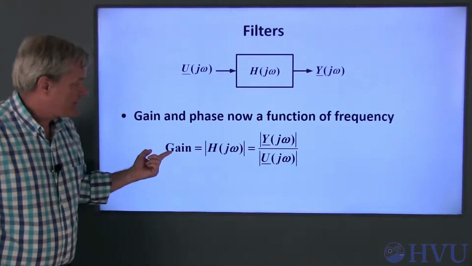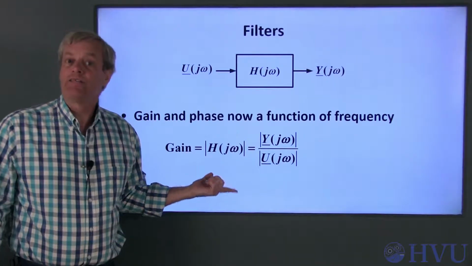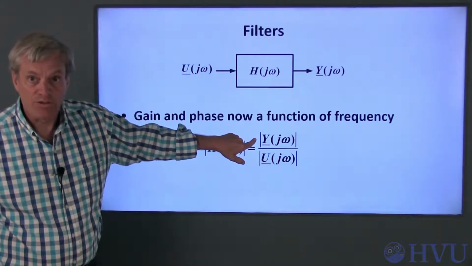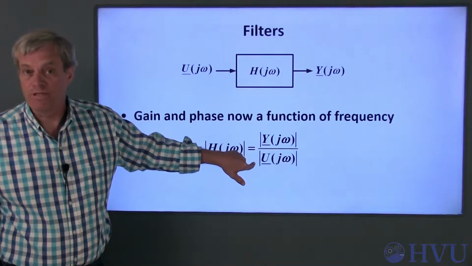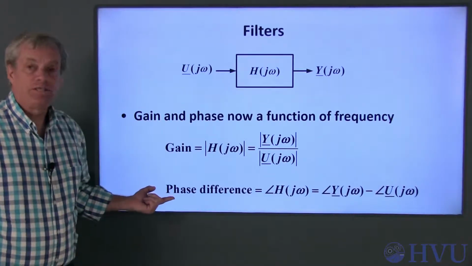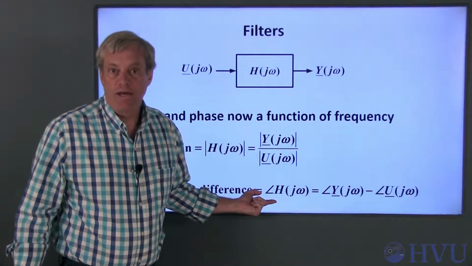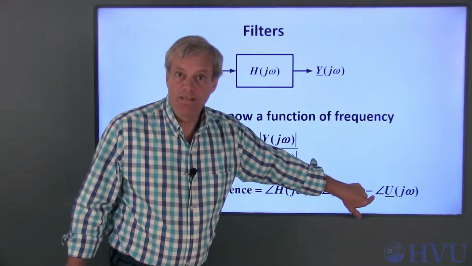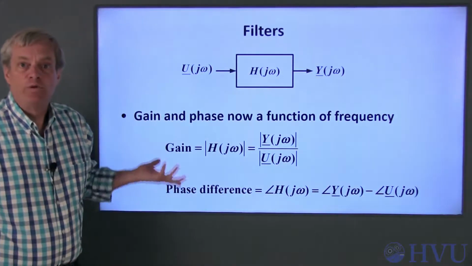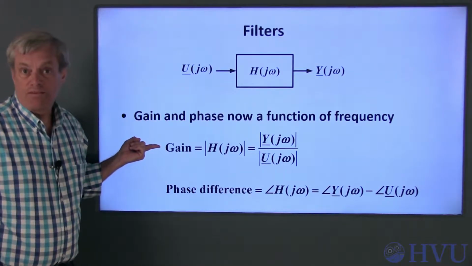The gain is the magnitude of H of j omega. It's the ratio of the output amplitude as a function of frequency to the input amplitude as a function of frequency. The phase difference is the phase angle of H of j omega, which is the angle of the output phasor minus the angle of the input phasor. In this lab, we'll only focus on the magnitude response of the filter.